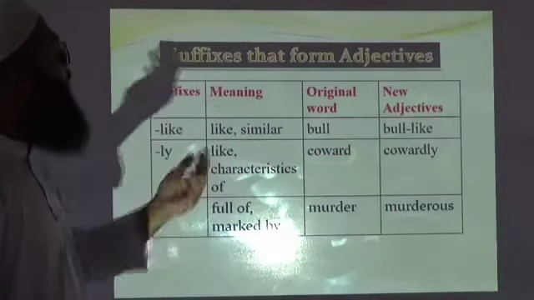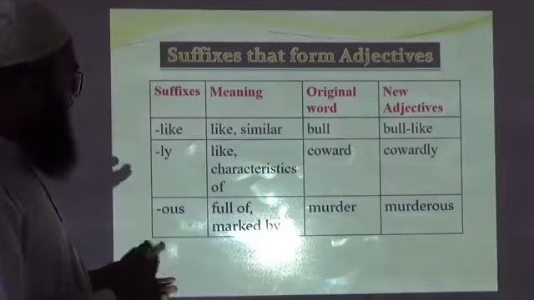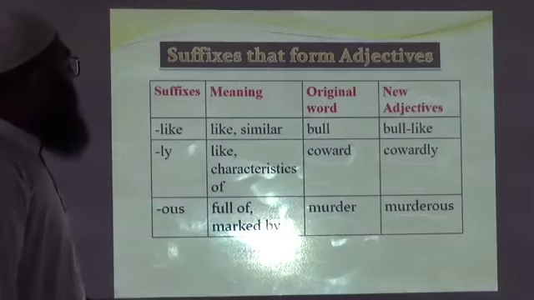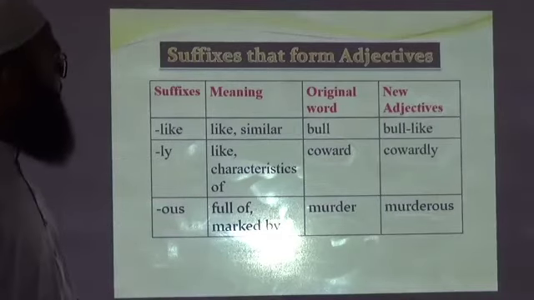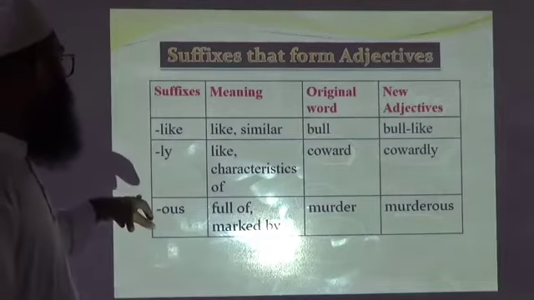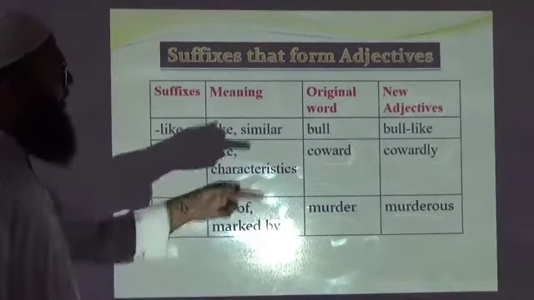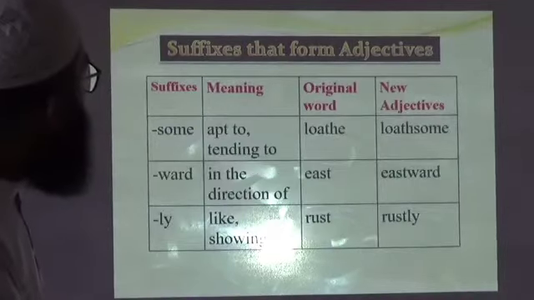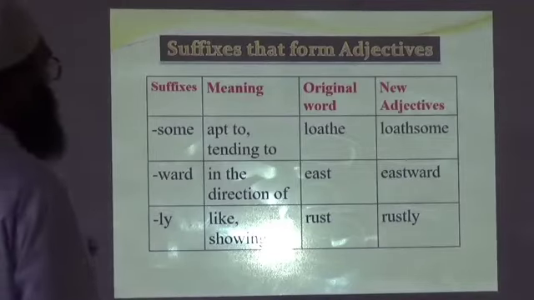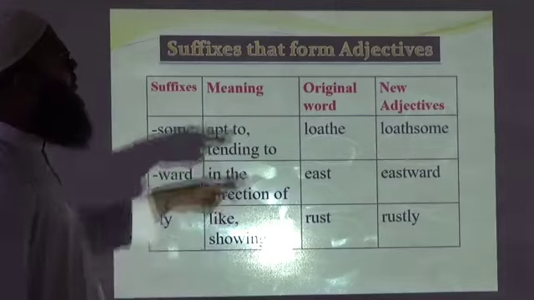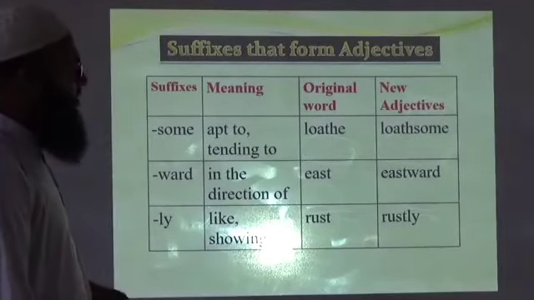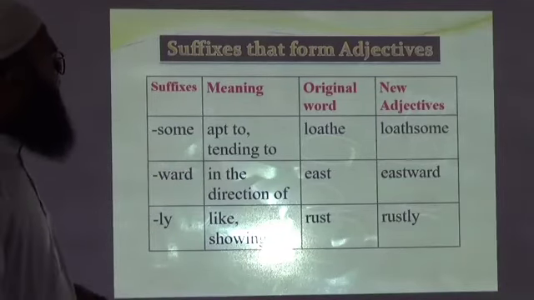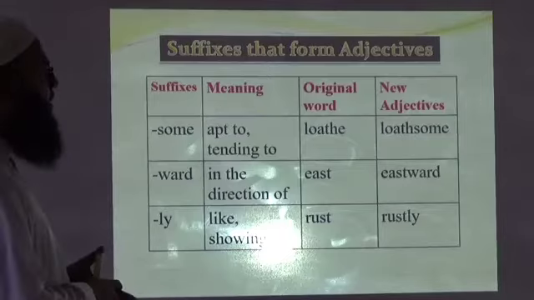LIKE, like or similar. Bull-like. Human-like. Similar to a bull. LY, like, characteristic of, cowardly. OUS, full of, marked by, murderous. SOME, act toward, tending to, loathsome. That means hate. Loathsome, hateful. WARD, east to eastward. East means purbo. Eastward, purbabi, mukh.